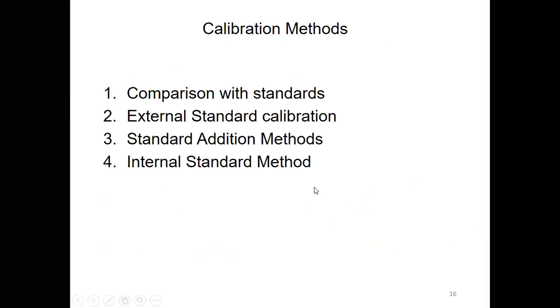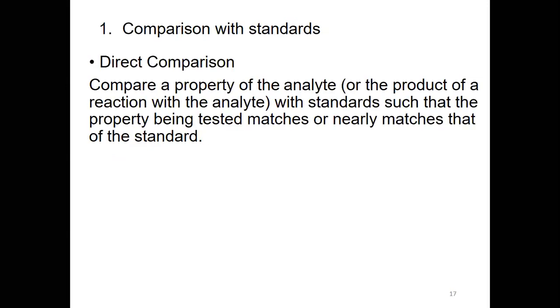So let's discuss available calibration methods. There are 4 types of calibration method. The first is the comparison with standards, and the second is external standard calibration. The third is the standard addition method, and the fourth is the internal standard method. These are the 4 main calibration methods available. Right? Let's discuss these calibration methods in detail.